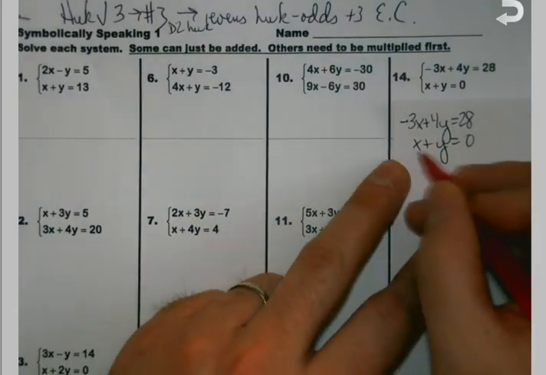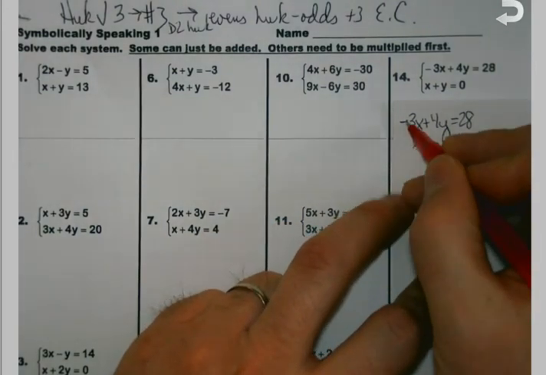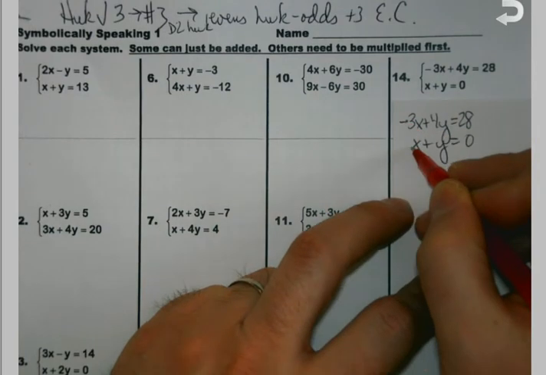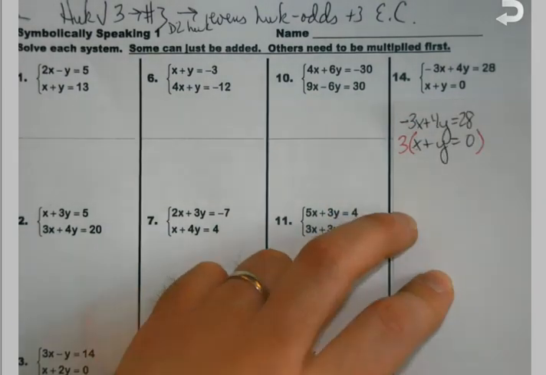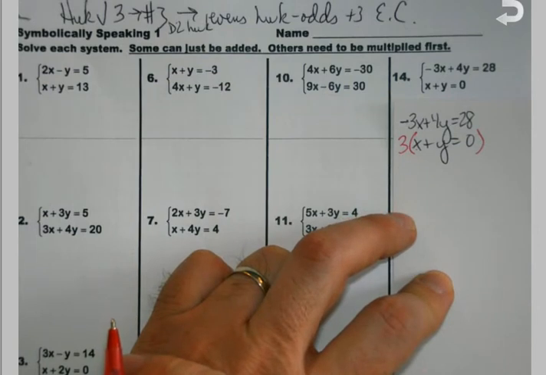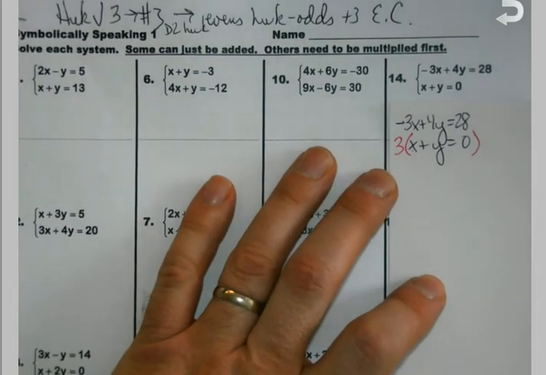So I look, I'm like, ooh, x doesn't have a number in front of it. I like this. That's negative 3, so I'd want this to be the opposite. I'd want it to be positive 3. So I'm going to take my bottom one, and I'm going to multiply it by positive 3. And you start to see why we'd need some room for this.